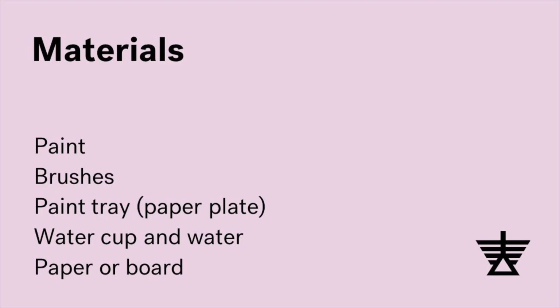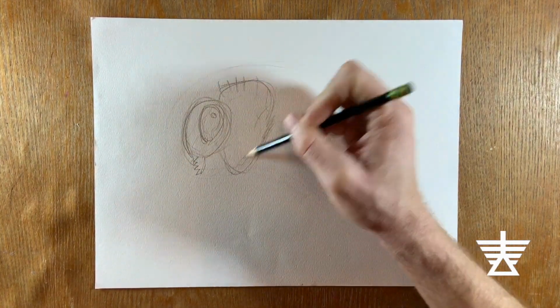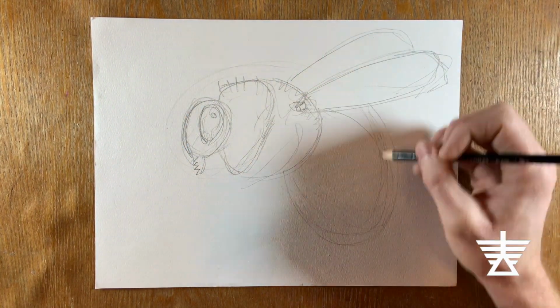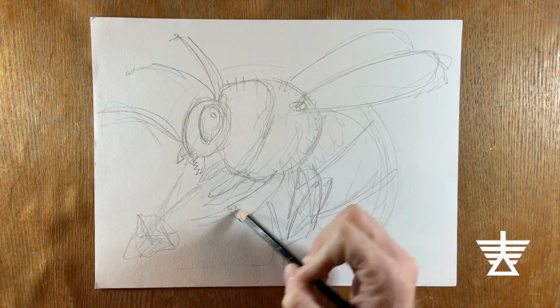For your painting, you'll need paint, brushes, a paint tray or paper plate, water cup with water, and a paper or board to paint on. I'm going to paint a bright bumblebee. Bees are important pollinators who are responsible for helping grow the plants that we all eat. I hope all the flowers I planted are helping them out.